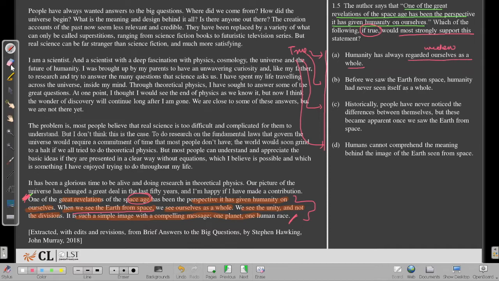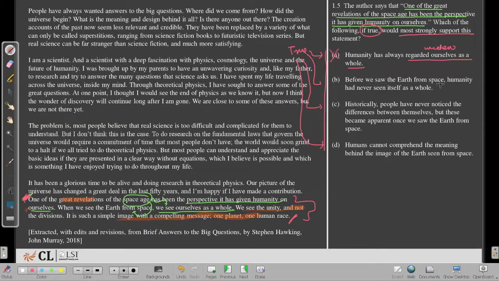No, because what is said very clearly here is that it is the space age that has revealed to us that we see ourselves as a whole. The space age revealed it. So to say that humanity has always regarded ourselves as a whole kind of contradicts, because here it says the space age revealed the whole thing. So therefore, this is not the answer.